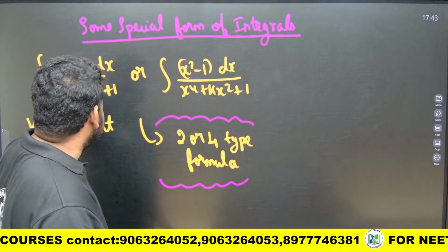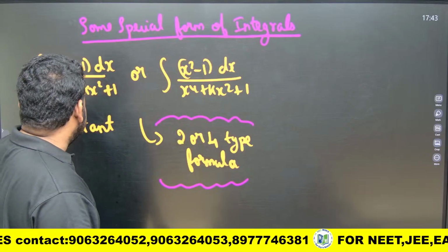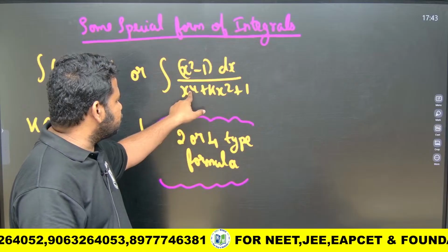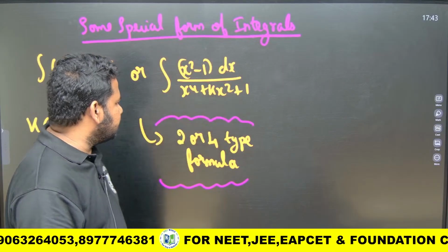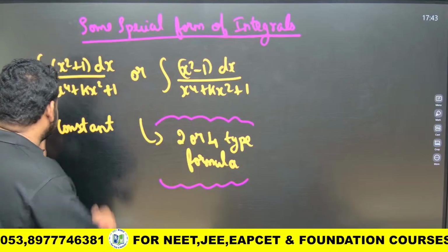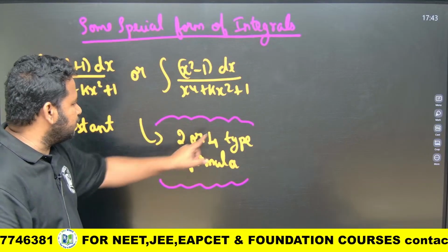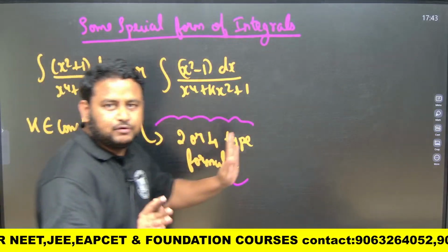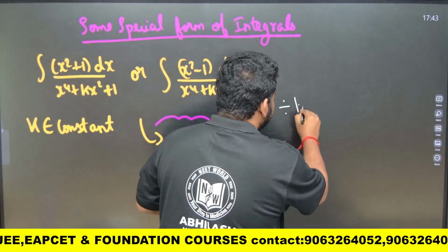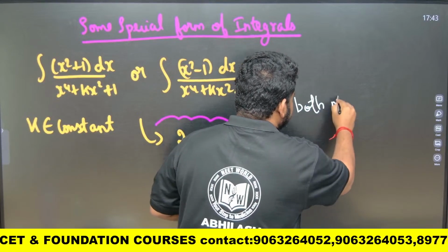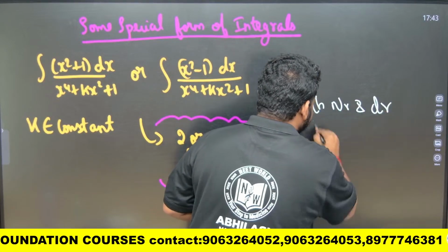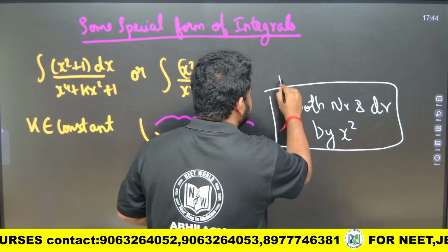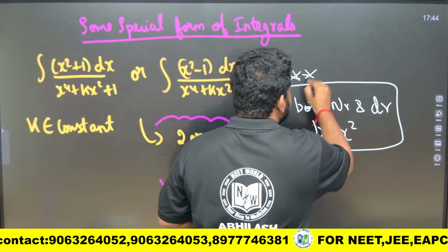So here what we are doing: integral of (x square plus 1) dx by (x to the power of 4 plus k), or (x square minus 1) dx by (x to the power of 4 plus k), where k is constant. For such 2 or 4 type, x to the power of 4 is there here also. Here you have to divide both numerator and denominator by x square. This is my star step. Then only you can solve the question very easily.